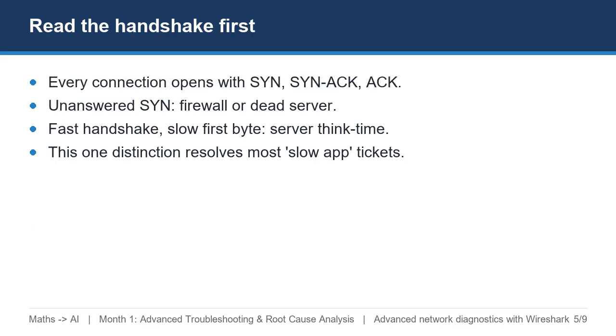Every TCP connection opens with a three-way handshake, SYN, SYN-ACK, ACK. If the SYN goes unanswered, the connection never forms, that's a firewall or a dead server. But if the handshake completes in a couple of milliseconds and then the first data byte takes 4 seconds, the network is fine and the server's think time is the problem. That single distinction, handshake versus time to first byte, resolves most slow app tickets on its own.